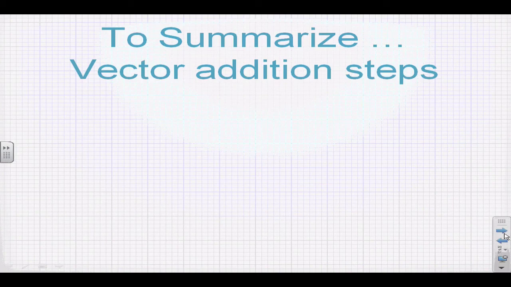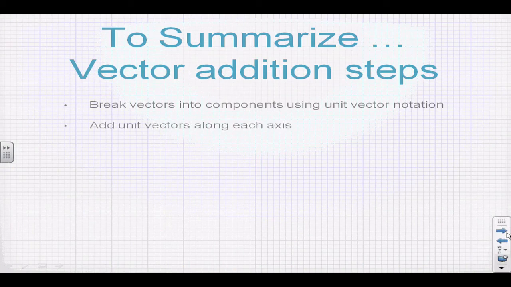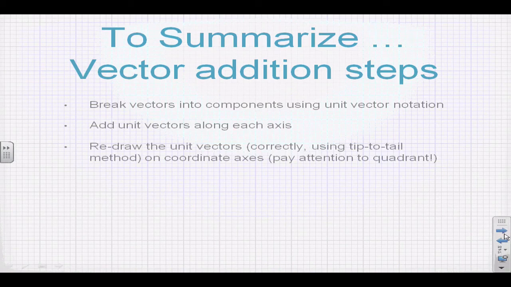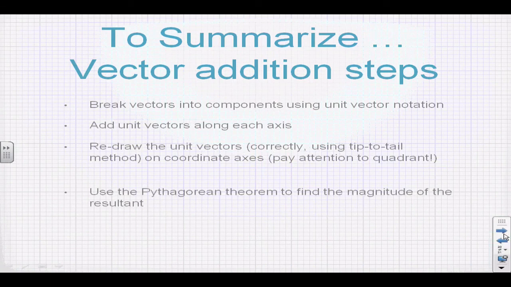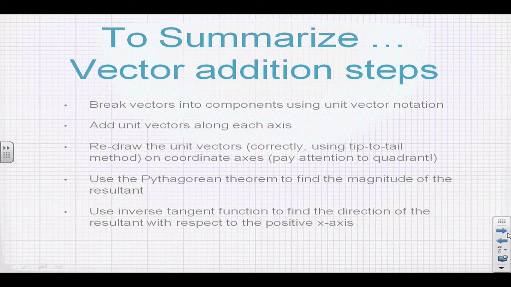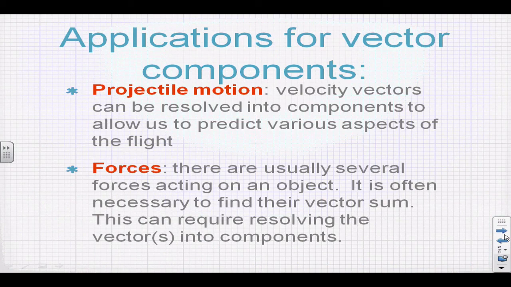So to summarize, these are the steps for adding vectors. Break the vectors into components using vector notation. Add unit vectors along each axis. Redraw the unit vectors on a coordinate system. Use the correct tip-to-tail method so that you don't get the wrong answer. And pay attention to what quadrant you're in. Depending on what quadrant you're in, that negative 87 degrees could have basically led to a different result. Use the Pythagorean theorem to find your resultant, find the magnitude of the resultant, and then use the inverse tangent function to find the direction of your resultant with respect to the positive x-axis.